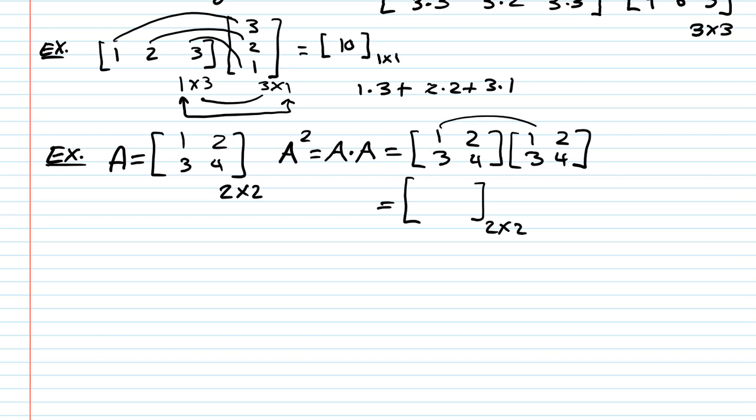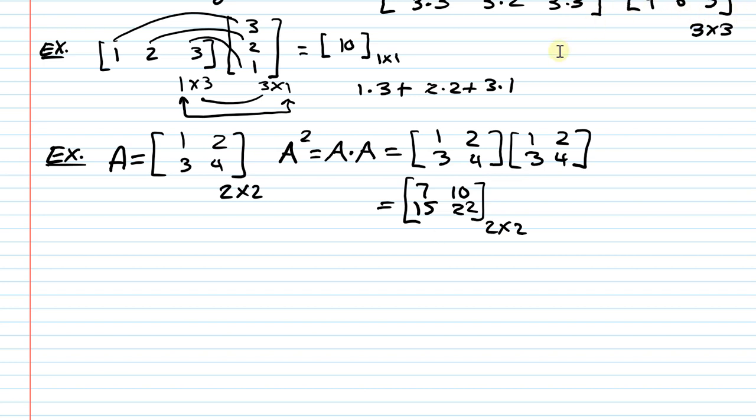First row, first column. So we go 1 by 1, 2 by 3. That's 7. Right? That gives me the element in the first row, first column. First row, second column. So I'm going to go first row, second column elements. 1 by 2, 2 by 4. That's 10. And then we do 3 by 1, 4 by 3. That's 15. And finally, to get the second row, second column, you do 3 by 2, 4 by 4. That's 6 plus 16, 22.